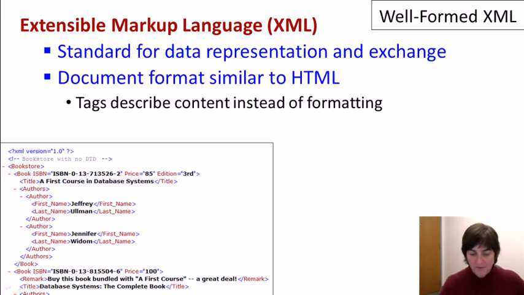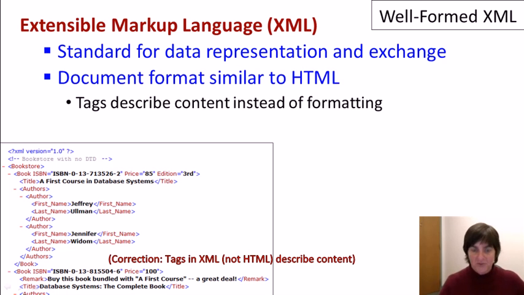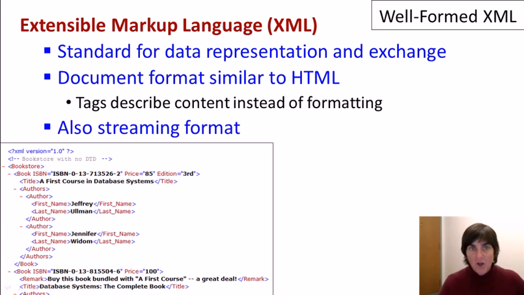XML can be thought of as a document format, similar to HTML if you're familiar with HTML. Most people are. The big difference is that the tags in an HTML document describe the content of the data rather than how to format the data, which is what the tags in HTML tend to represent. XML also has a streaming format or a streaming standard, and that's typically for the use of XML in programs for emitting XML and consuming XML.